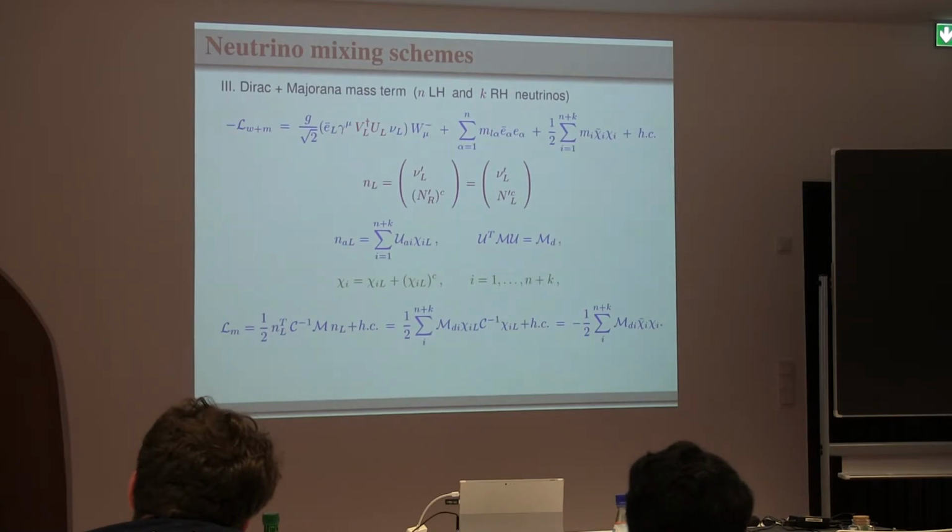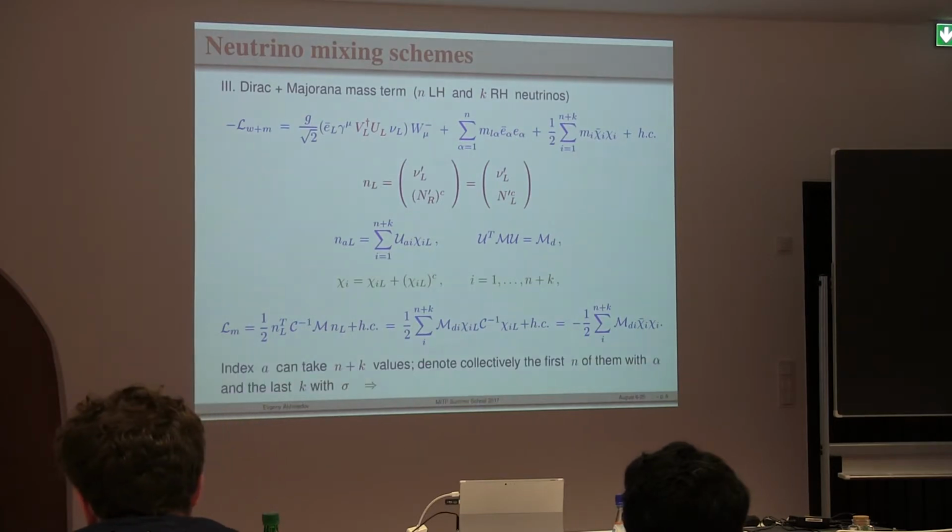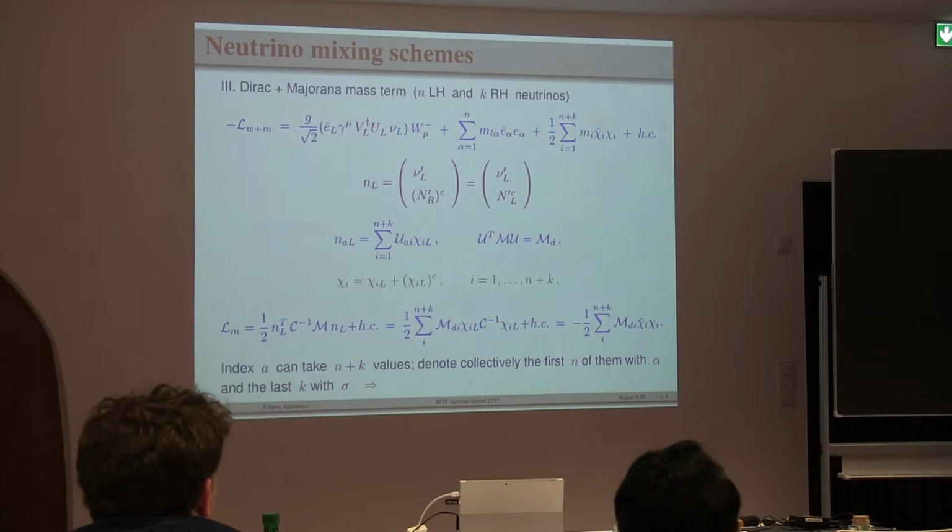Now, what happens with oscillations in this case? I actually discussed the situation already when I discussed the seesaw mechanism. But I didn't discuss what happens with oscillations in this situation. For convenience, out of all these indices A, which take n plus k values, denote collectively the first n, which correspond to left-handed active neutrinos, by alpha, and the last k by sigma. So whenever we put the index sigma, we understand one of the last k indices here.